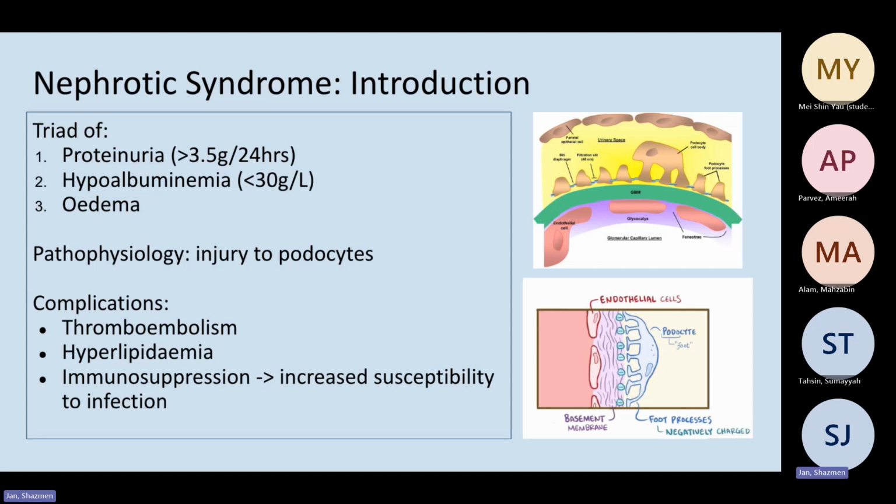Just to mention that proteinuria is something you'll be able to visibly see, for example, if the urine is frothy or smells slightly funny.